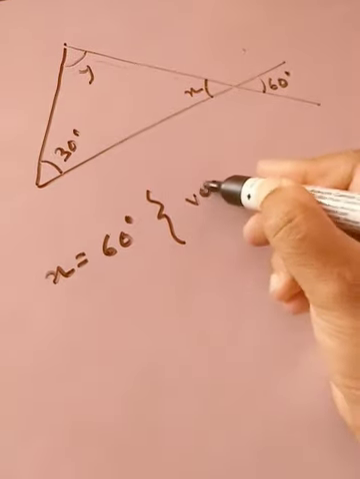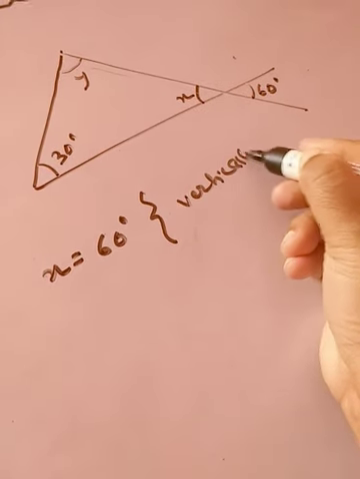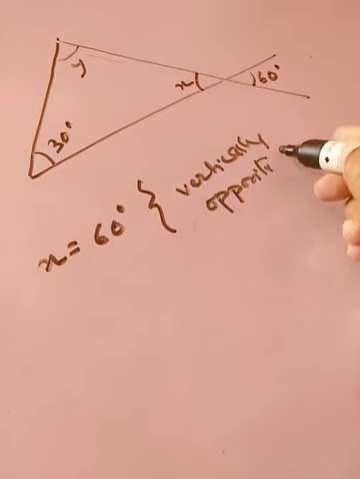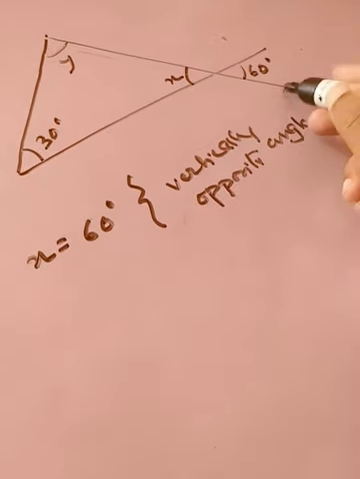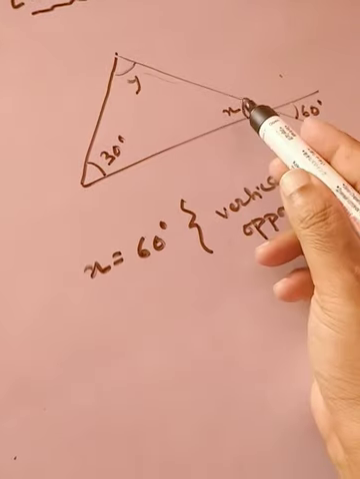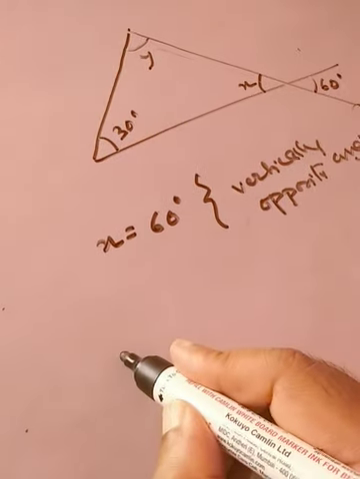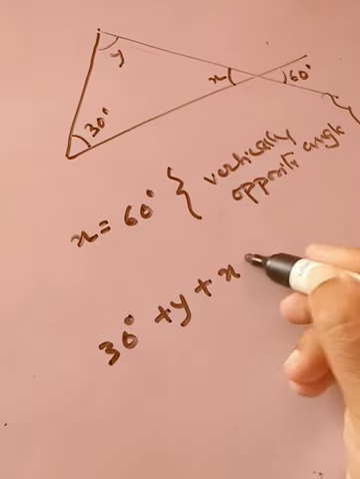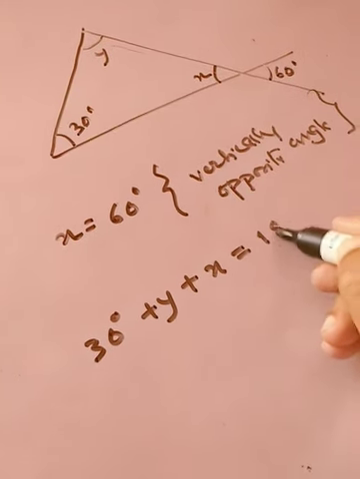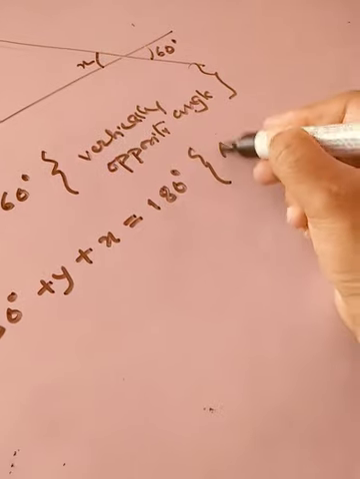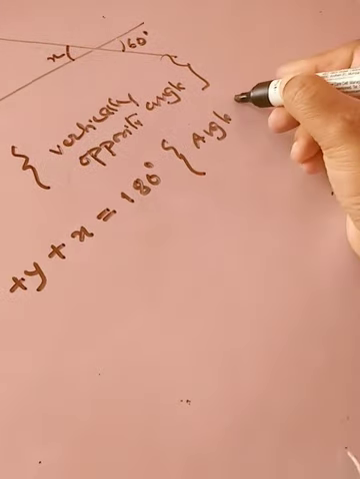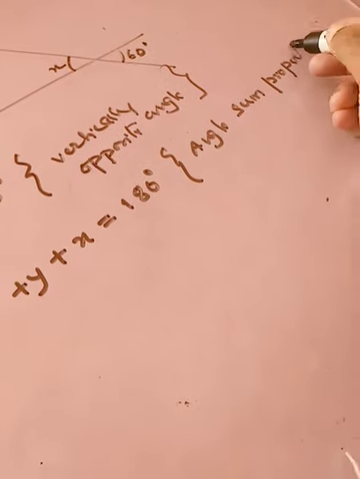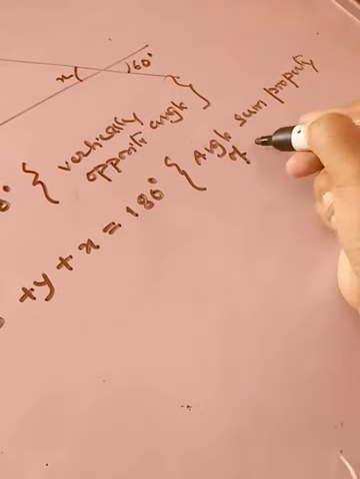Give reason. Vertically opposite angle. Fine. So now we know the value of x. Now we can easily get the value of y. That is 30 degree plus y plus x is equals to 180 degree. Again you have to give the reason. That is angle sum property of a triangle.